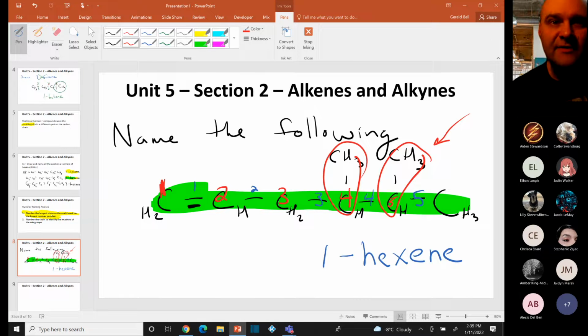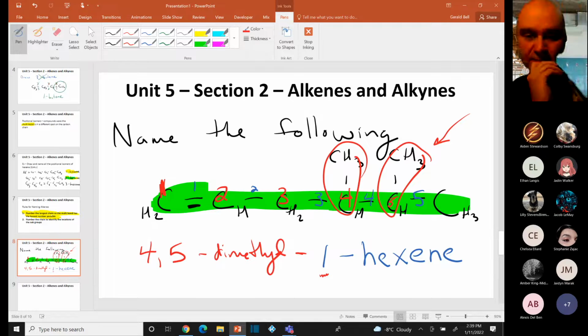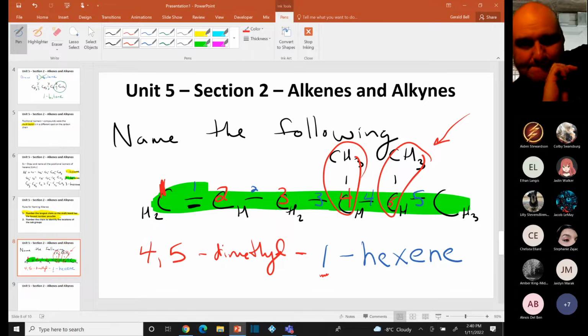So again, we don't really care that these subgroups have a high number. Our rule is that this multibond has the lowest number possible. So to complete this one, we've got a 4,5-dimethyl. Just be careful when you get to this point that you put an extra dash there, because we always separate words and numbers. Okay, so that's about it. That's really the only thing we have to worry about. All the other examples are really similar.